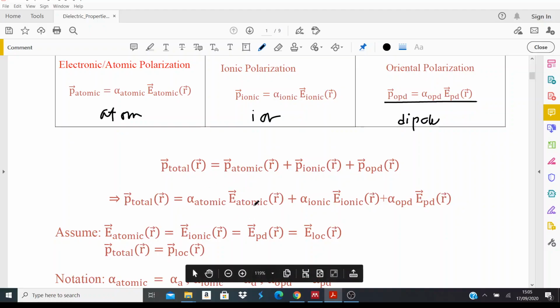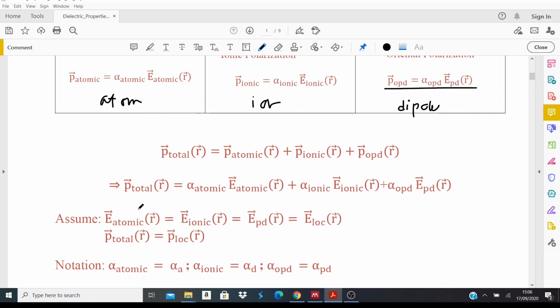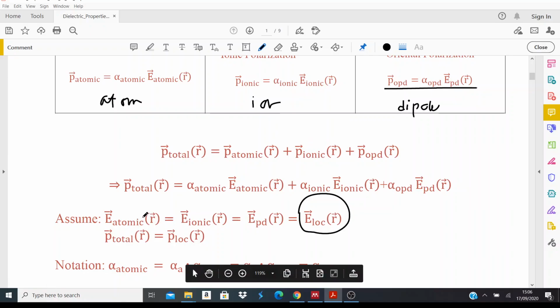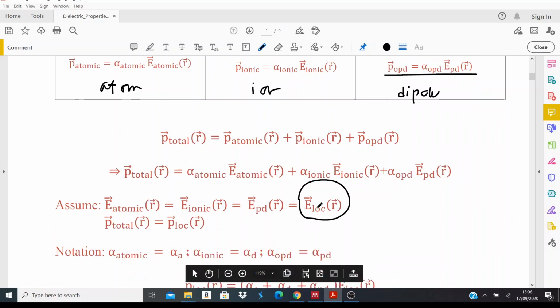Let me make one assumption, which is quite accurate for many discussions: since the sizes of these atoms, ions, or dipoles are of the same order, we can assume that the electric field felt by these elements, whether atom, ion, or dipole, is some local field. This notation means the electric field at some point R, where the atom, ion, or dipole is sitting. So I am simplifying that all these electric fields are denoted by a single local electric field.